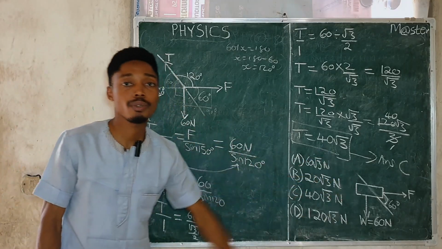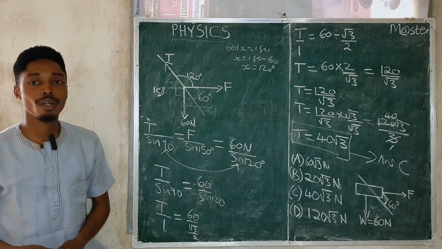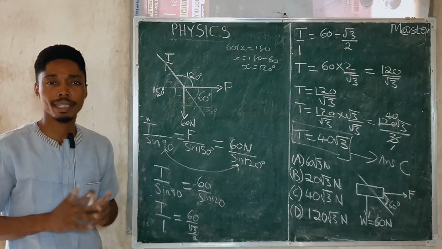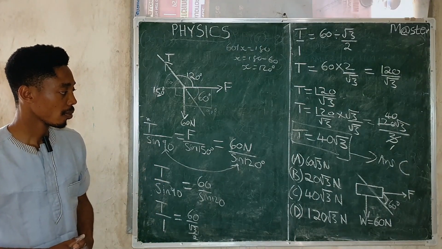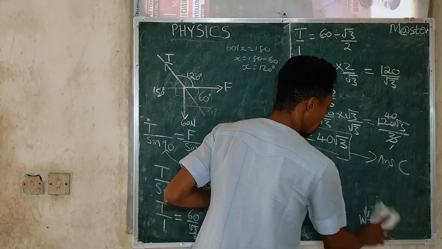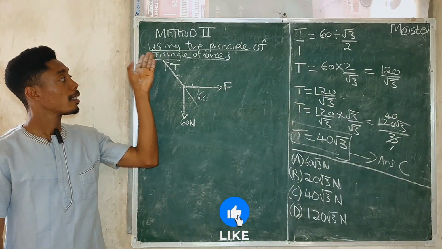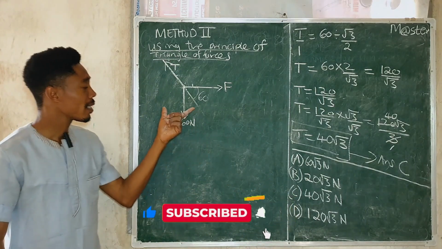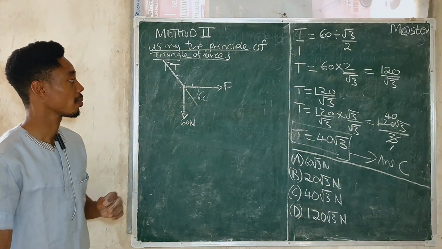I am going to show you a method 2 of solving this same question. And we will still arrive at 40 root 3. And this will lead me to what I call the principle of triangle of forces. I will quickly look at that principle and then we'll use that principle to solve this question. So, the same question using the principle of triangle of forces. Using the principle of triangle of forces, we can see that we are representing that diagram by these lines of forces.